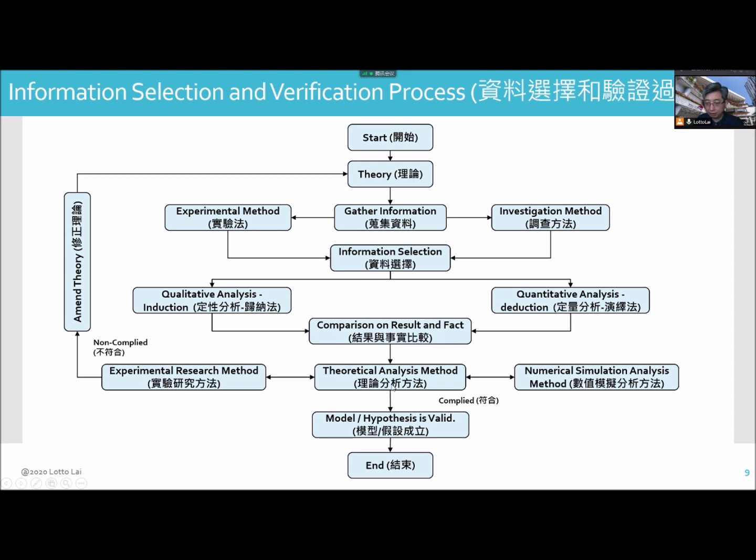After that, you have the theoretical analysis method, either numerical or experimental. If the experimental result is not compliant, you need to amend your theory and go through the process again. Otherwise, you can propose the theory or model, the hypothesis is validated, and that is the end of your research.